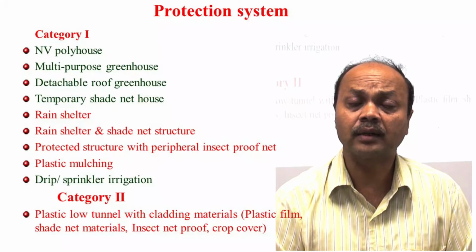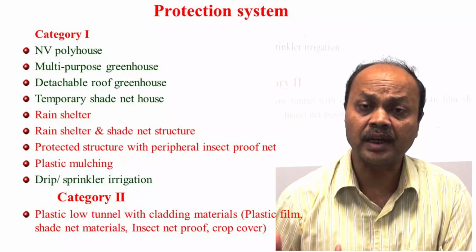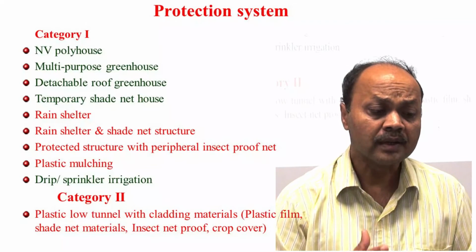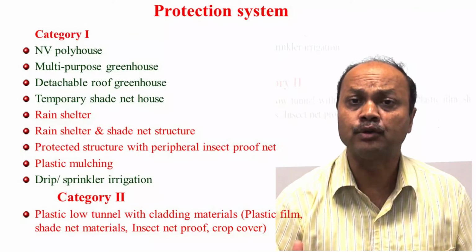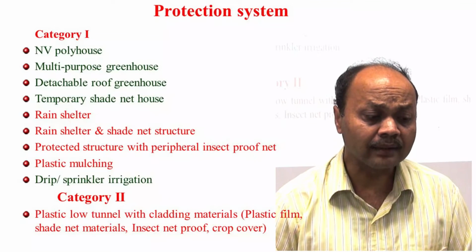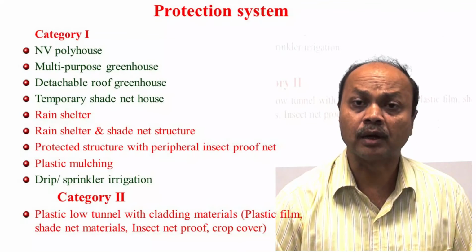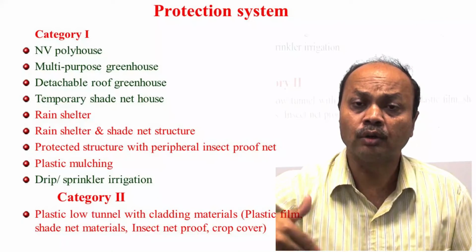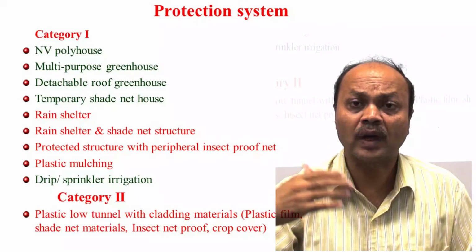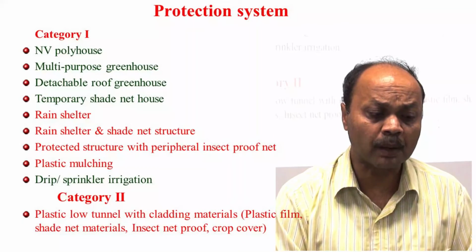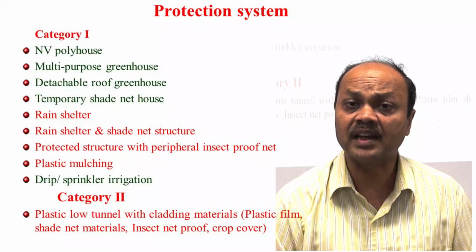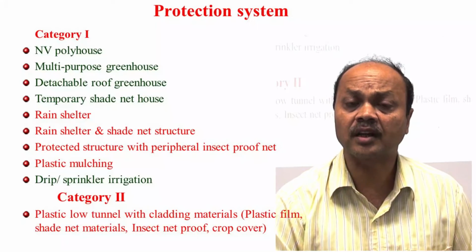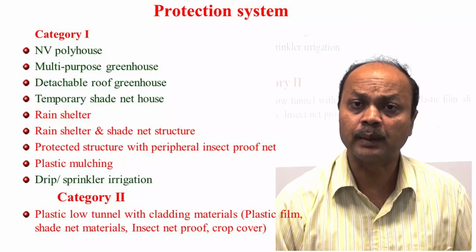As I told, there are various systems that you have also developed in the department, like the naturally ventilated polyhouse. This is commonly used throughout India. Then we have the multi-purpose greenhouse, because in summer you can use the same polyhouse for drying or soil solarization. The multi-purpose, detachable roof greenhouse is a very excellent concept. We have already discussed it in earlier classes, and a Hindi video is also available on this.